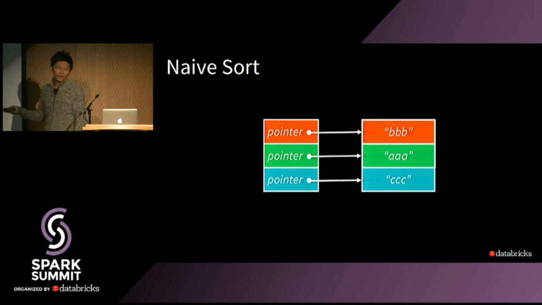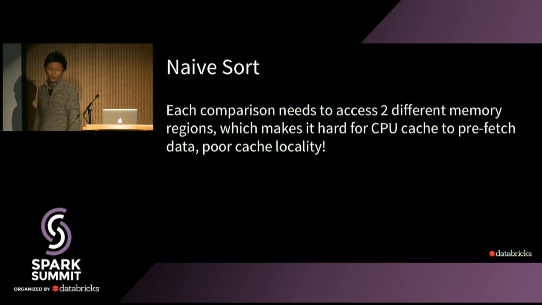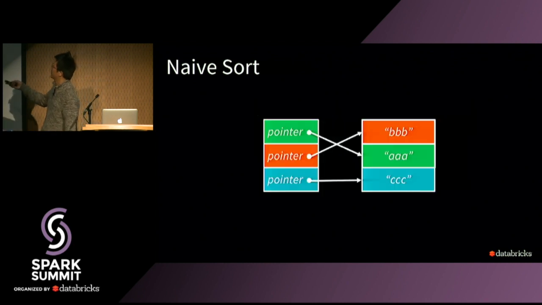Here we found that AA is smaller than BB, so we switch the pointers. We switch the pointers instead of the data because data movement is very expensive. Then we repeat this step again and again to sort all the records. And what's the problem? Each comparison needs to access 2 different memory regions, because we first need to read the pointer, and then dereference the pointer to the actual data and read it.